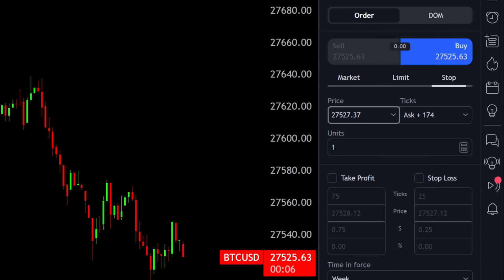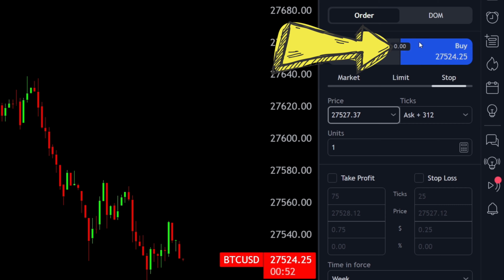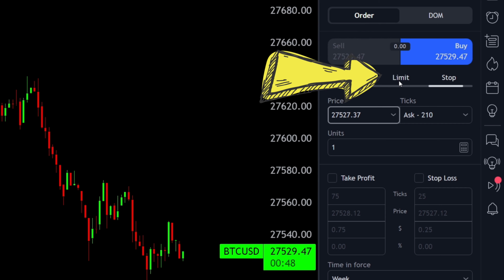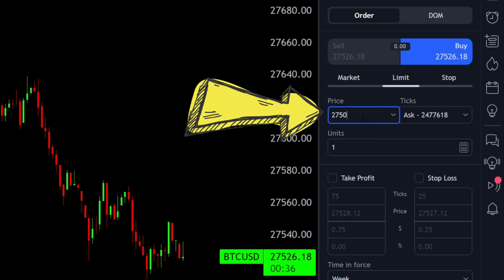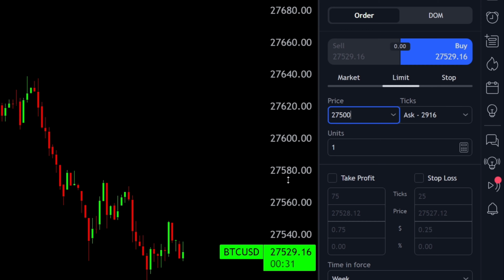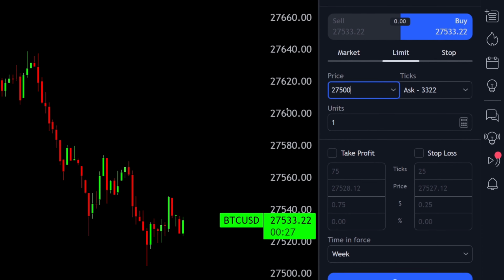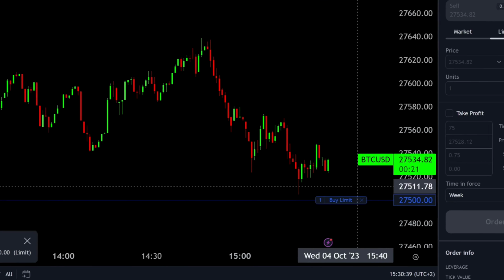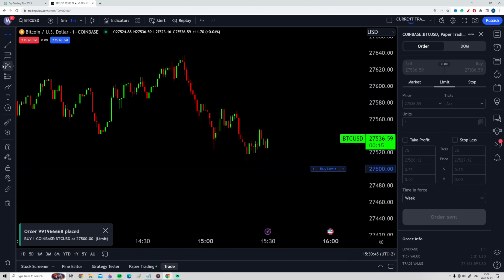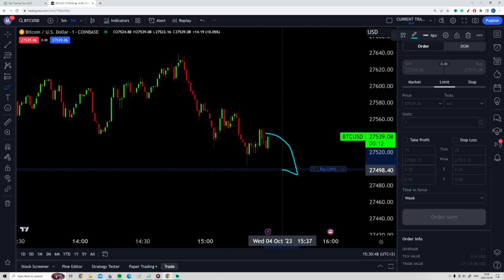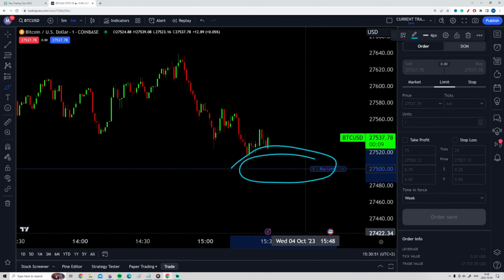So what we do is that we go up here to our order tab for the paper trading, and we want to make sure that we are on the buy tab. Then we go down here to where it says limit, for short limit order. And remember what the limit order does? It basically makes us place a buy order at a certain level. So let's say we place a buy order at 27,500. Right now, as we're speaking, you can see that we are trading at 27,530. But let's place this order right here. And you can see that our buy limit order appeared here on the chart. What this means is that when or if the price comes down to this level right here, 27,500, then we will buy the asset.